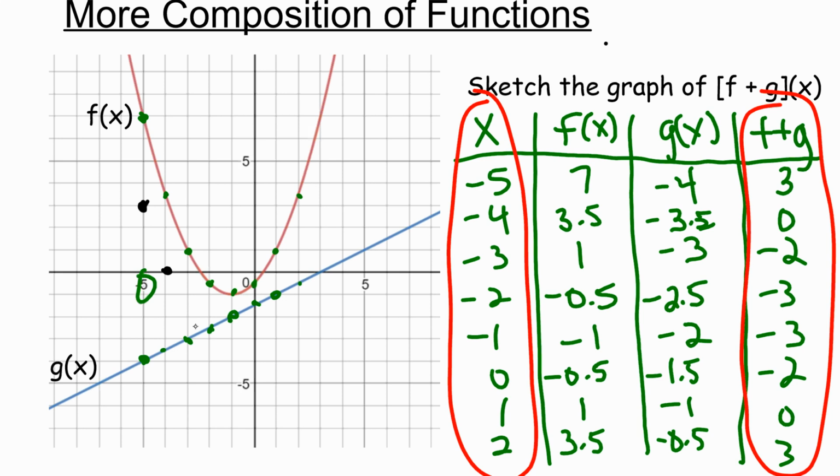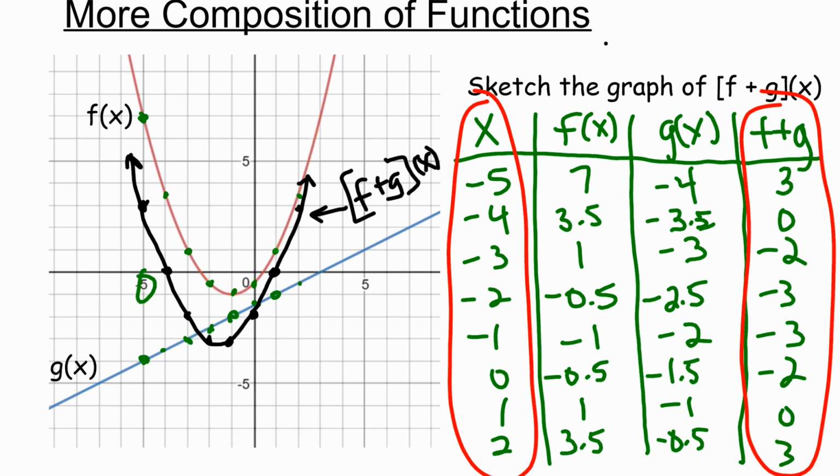At -3, we go to -2. At -2, we're at -3. At -1, we're also at -3. At 0, we're at -2. At 1, we're at 0. And then at 2, we're up 3. And this is looking kind of like a parabola, right? So we're just going to connect the dots. And this black function represents f plus g of x.